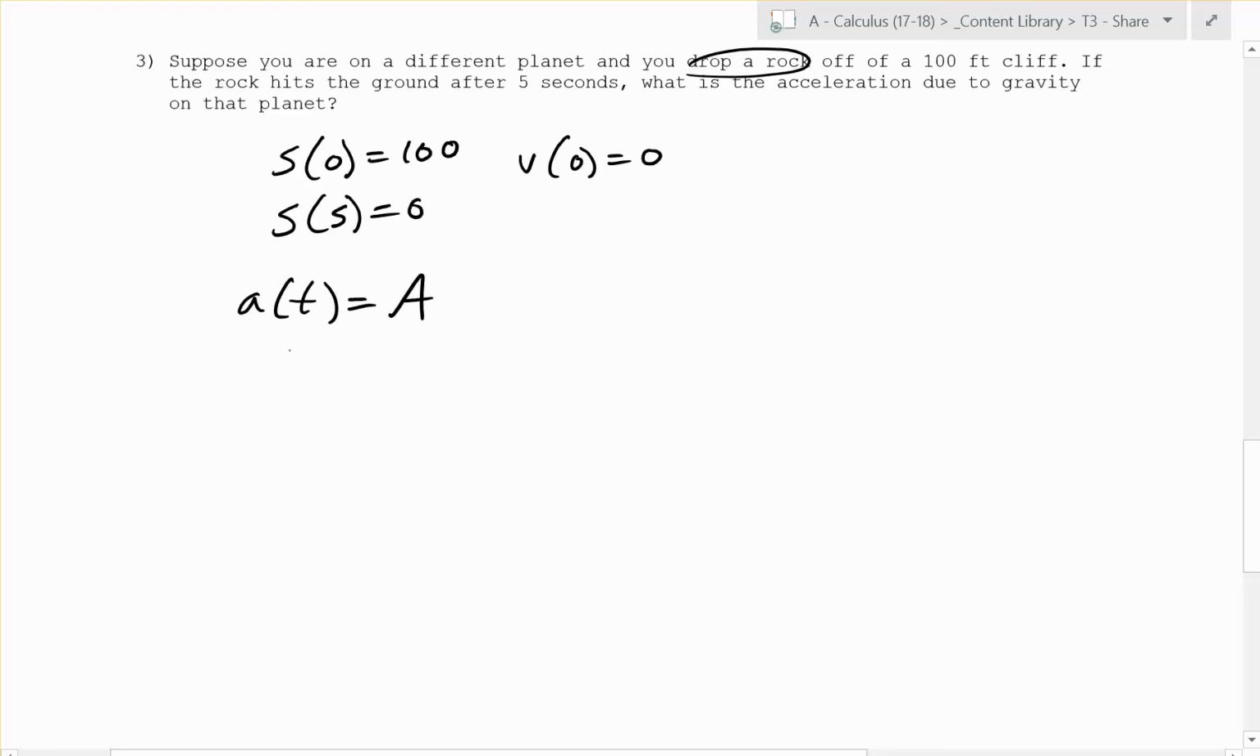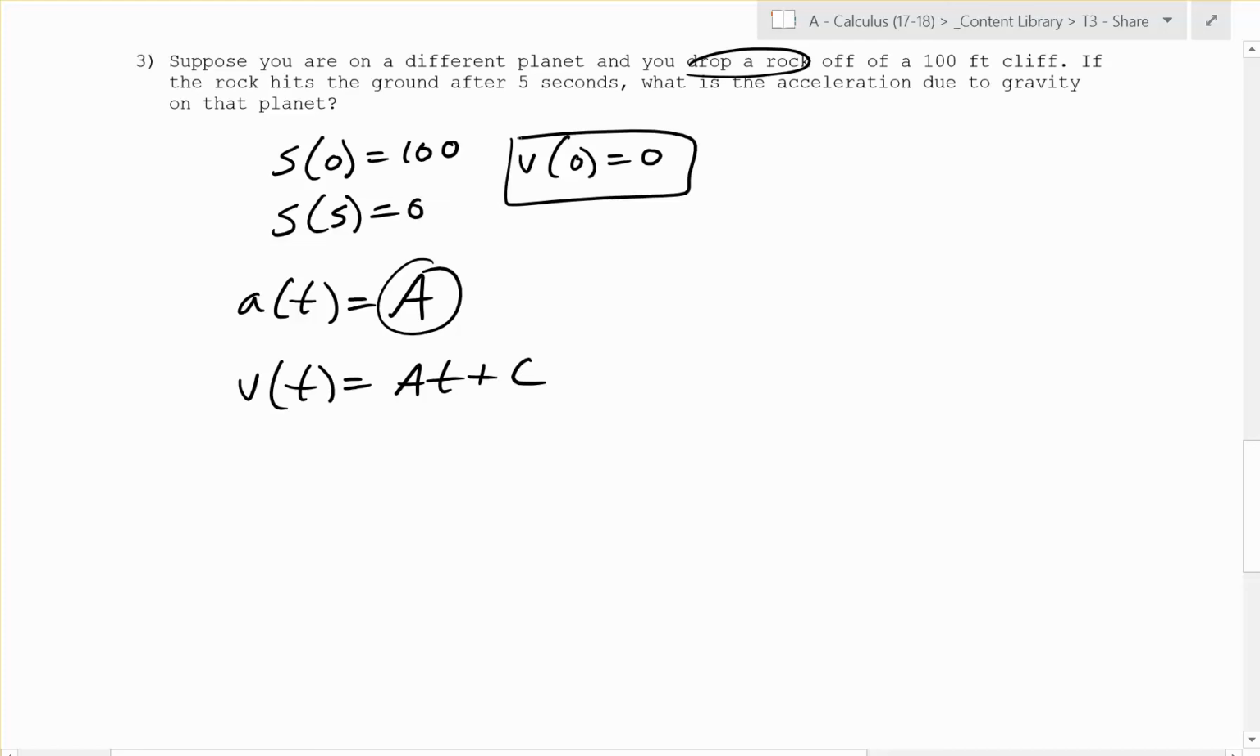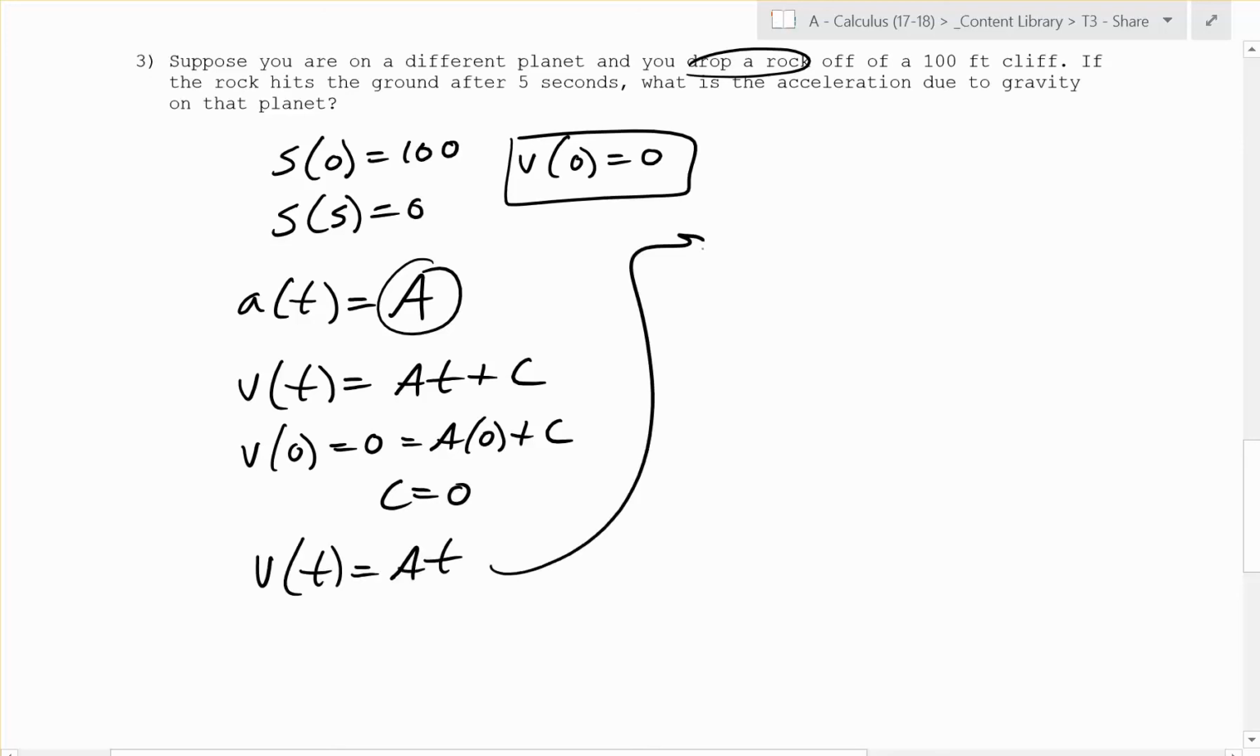Well, if we know the acceleration, we're trying to find it out, let's integrate. So we know the velocity is going to be a of t plus some constant. But the initial velocity is 0, so you know v of 0 is 0, which means that a times 0 plus c is 0, so c is 0. So we know our velocity is just a of t. So now let's integrate again to get the position function. So s of t is going to be a over 2 t squared plus a constant.